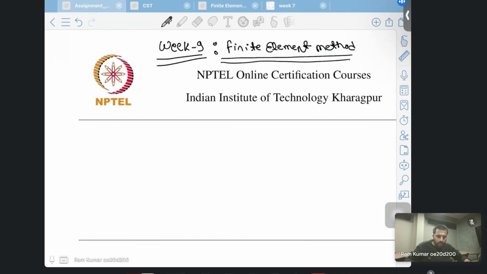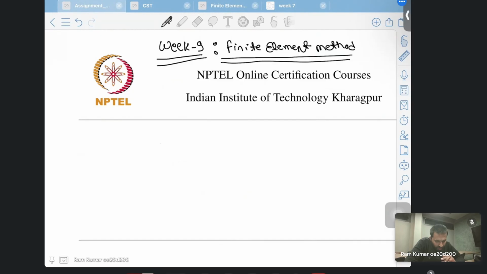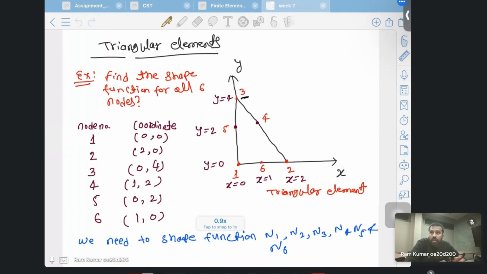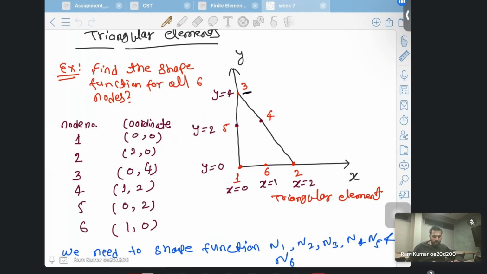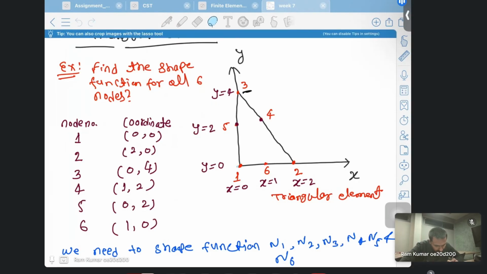So today we are going to learn about the triangular element. First we will see one problem, one of the problems that we are going to solve. This is a triangular element having 6 nodes. This is node 1.